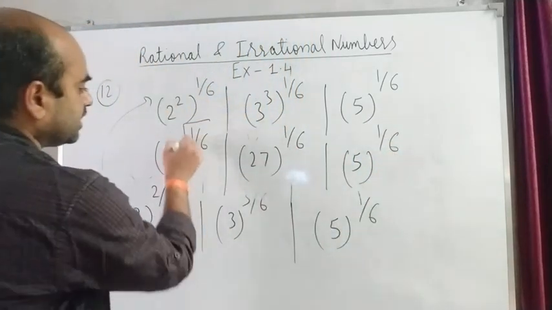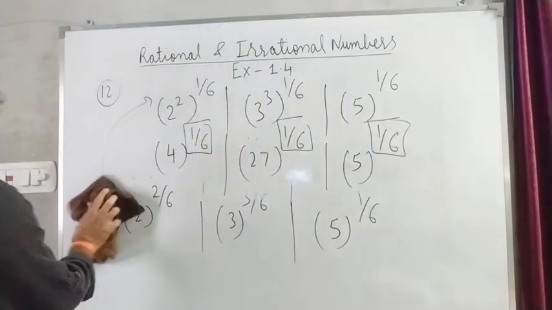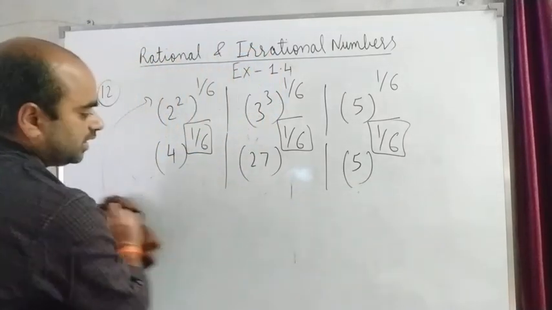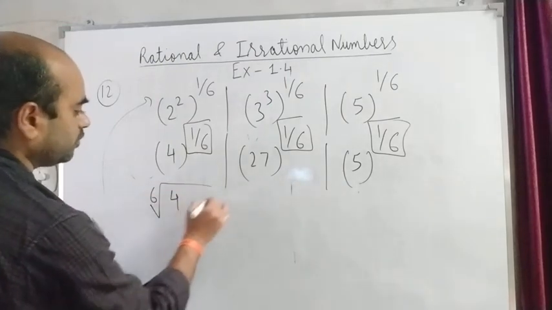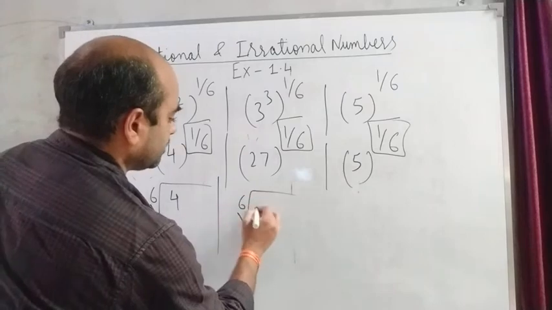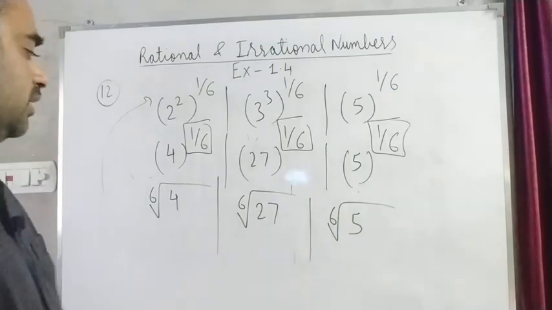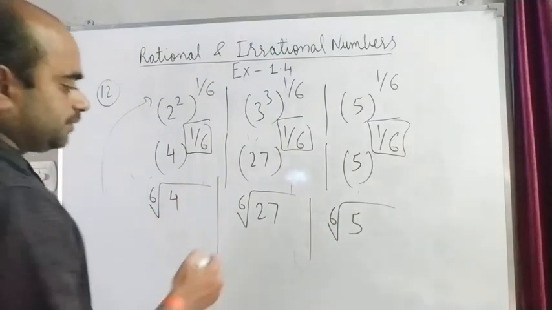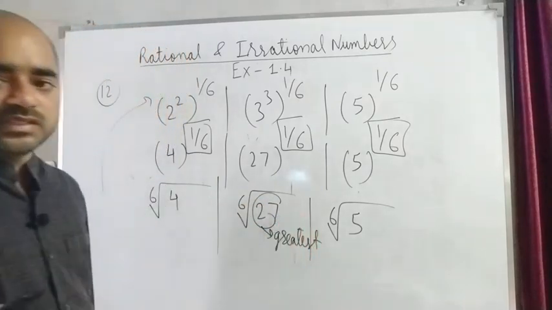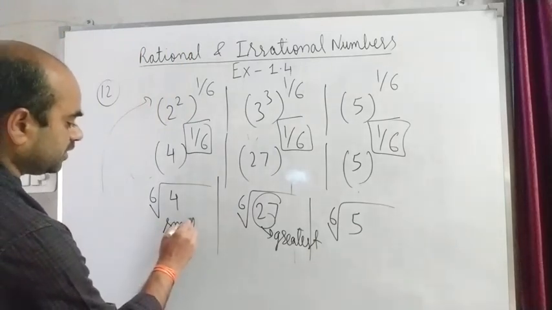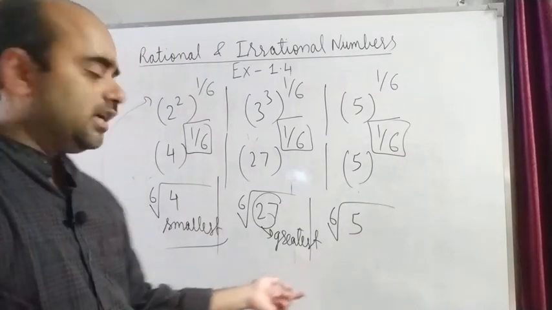So now all the radicals are of the same order. 1 by 6 is the index or the power, meaning the 6th root. So this is 6th root of 4, this is 6th root of 27, and this is 6th root of 5. Okay, now compare. Which one is greatest? This one is greatest, correct? Which one is the smallest? This one is smallest. Clear?